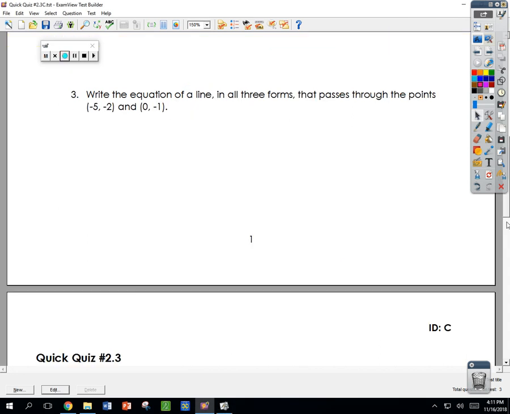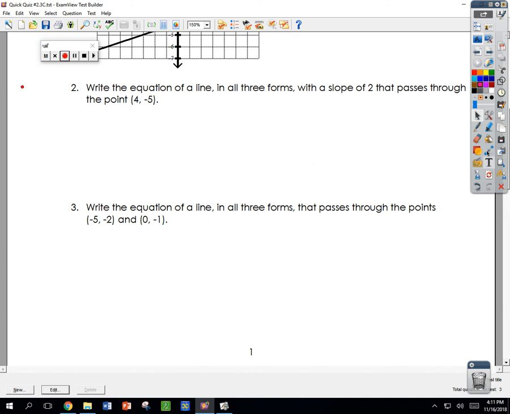Alright, number 2. Write the equation of a line in all three forms that has a slope of 2 and passes through the point 4, negative 5. So again, I need a slope and a point for this point slope form. So here's my x1, y1, and here's my slope. So y minus y1 equals m, which is 2, times x minus x1. I can't leave it like this, so I'm going to change it to y plus 5 because minus negative is not proper.